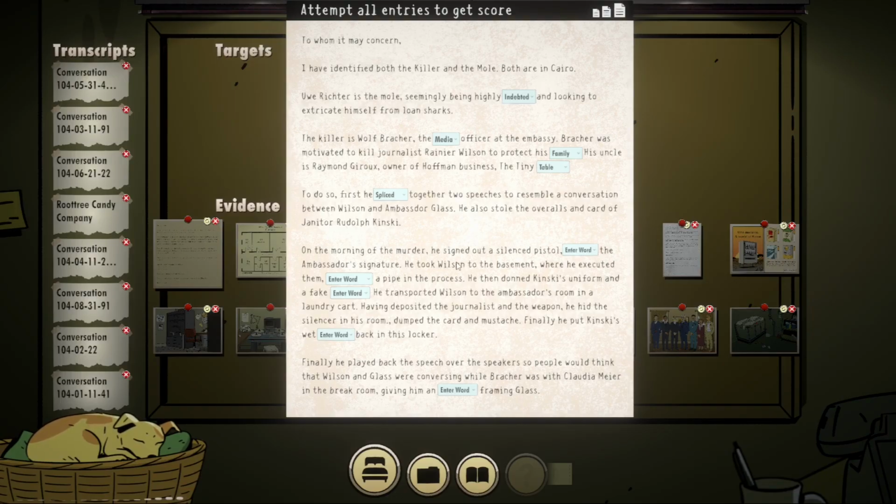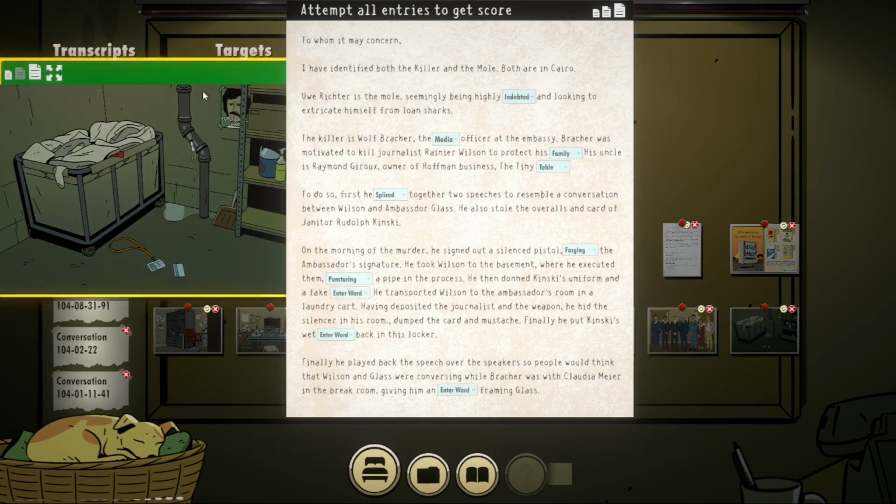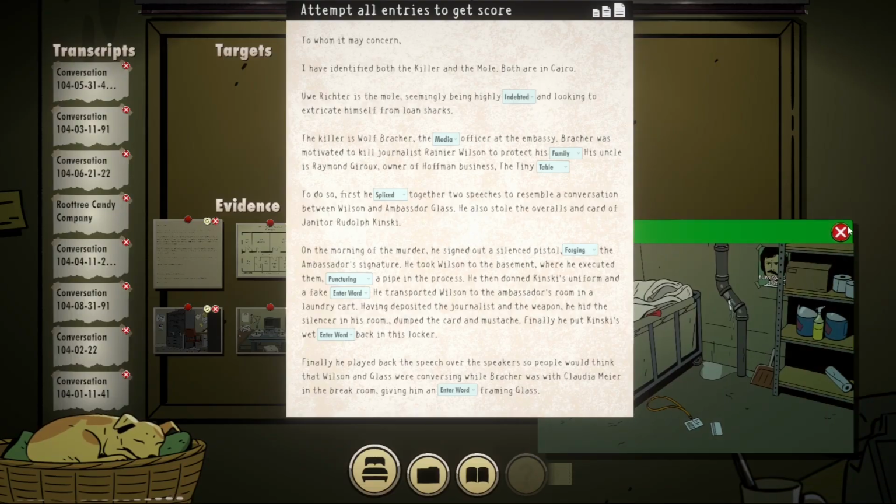On the morning of the murder, he signed out a silent pistol, forging the ambassador's signature. He took Wilson to the basement where he executed them. Puncturing a pipe in the process? Is that what he did? He did. Look at this. We're all learning things still.